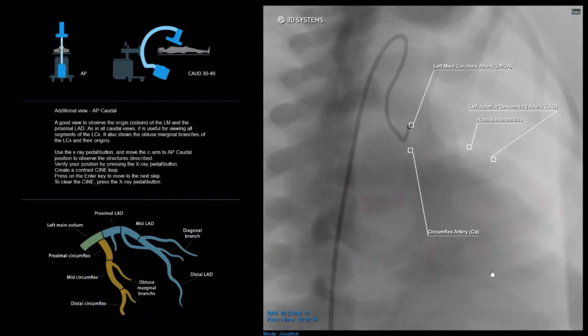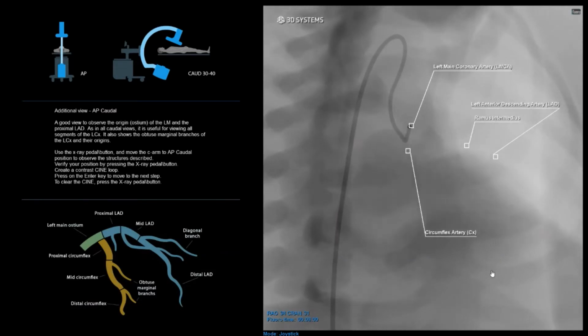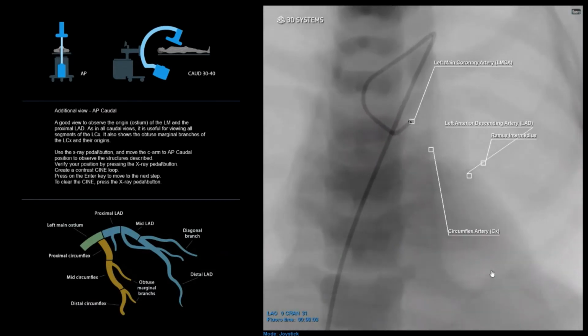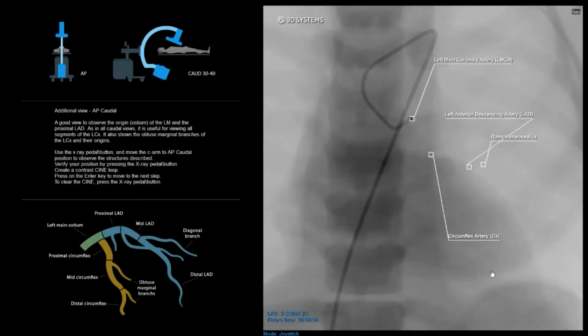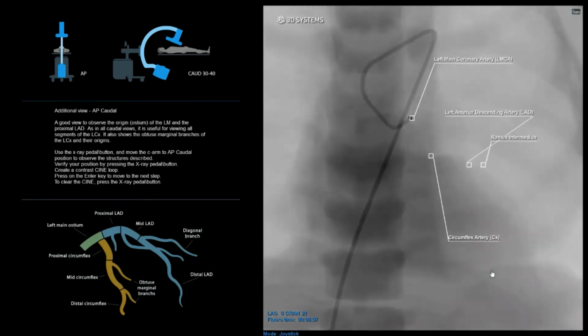We'll move on to the next view. So this is an optional view for circumflex. So again, you have finished your 4 basic views. You have seen something in a circumflex or the marginal and you want to take an additional picture.